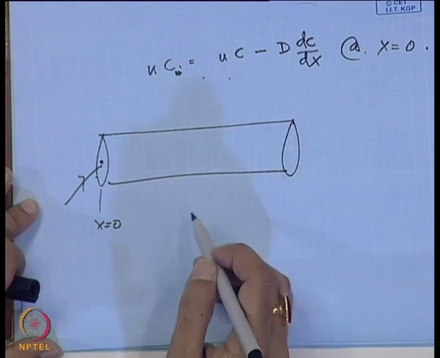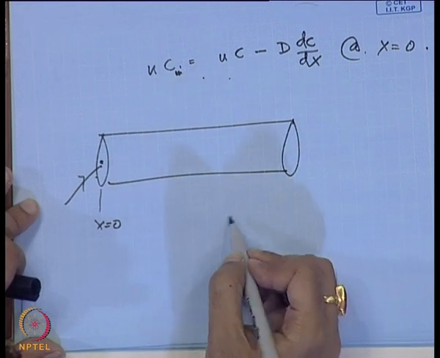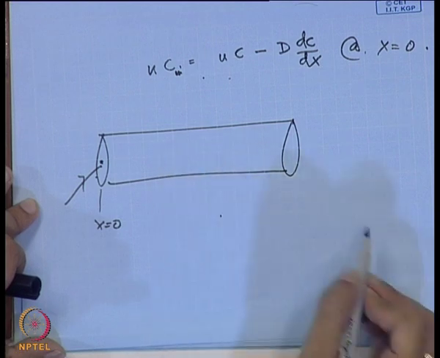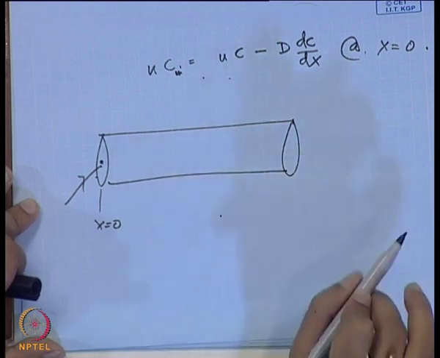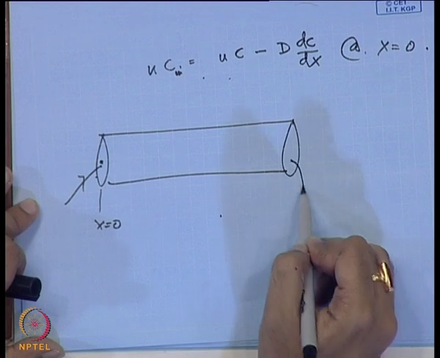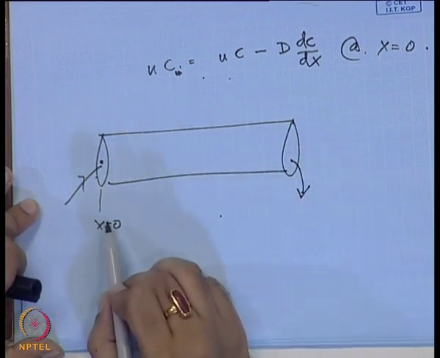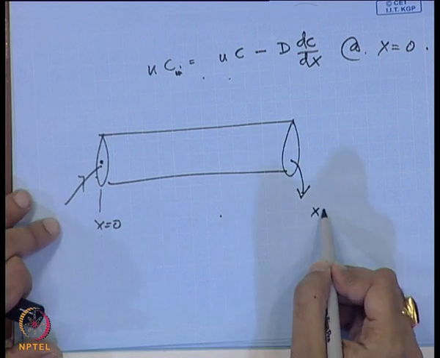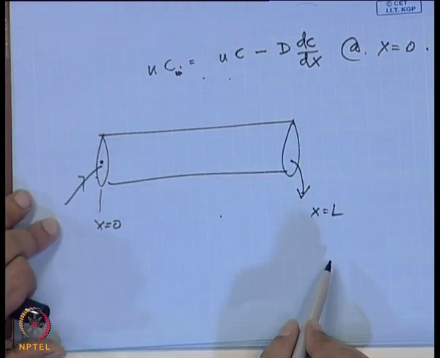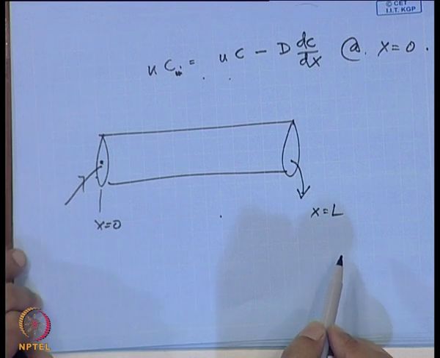If you are writing a second order problem, we will come to that, then you need a second boundary condition. So, what would be the boundary condition at the other end? X equals 0, this is my boundary condition. What would be then my boundary condition at X equals L?